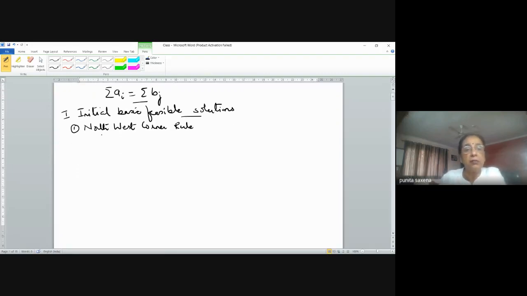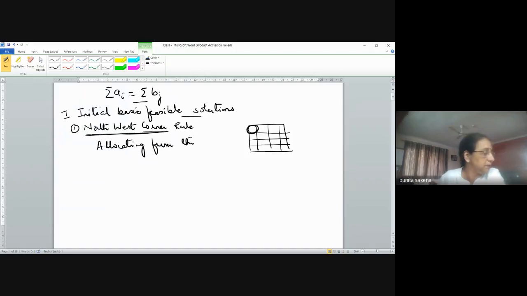As the name itself says, northwest corner. You have a transportation table that looks like a matrix. The problem is in the form of a table. So we start with the northwest corner of this table, which becomes the very first box here. We start allocating from the northwest corner.